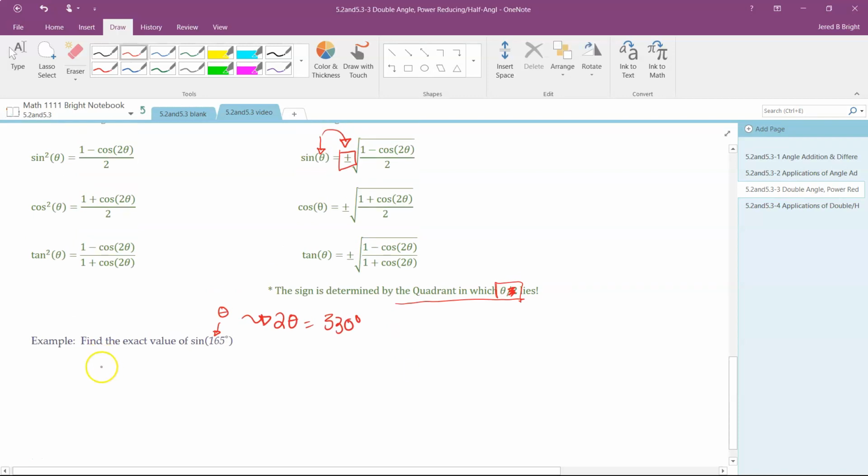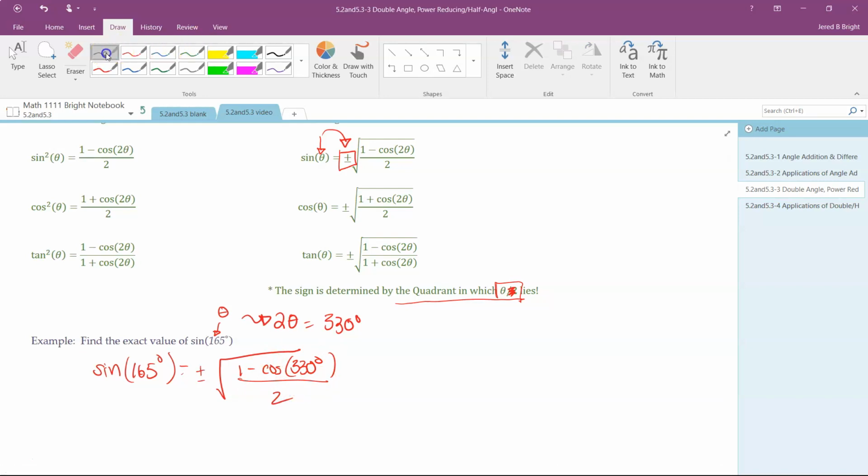Okay, and so I want to try to use the half angle formula for sine to help me do this. So I want to do sine of 165 degrees is equal to, and then I need to decide on the plus and minus. I'm going to leave it plus and minus for now. Erase one of them here in a moment. 1 minus cosine of 330 degrees all over 2.